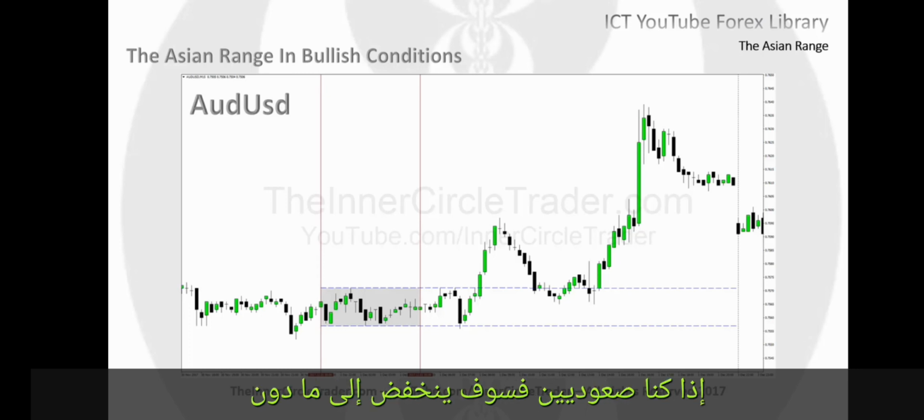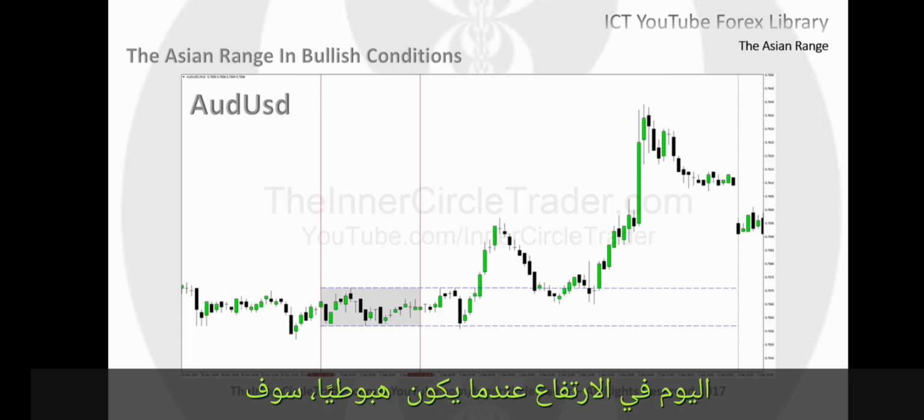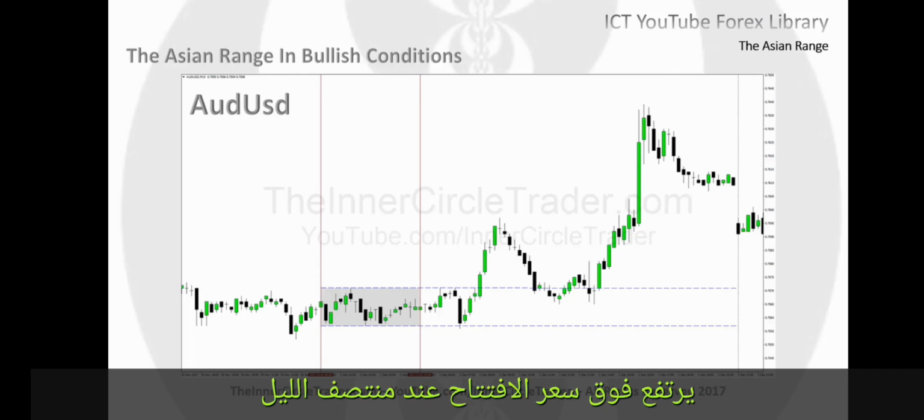So if we're bullish, it's going to go below that opening price to seek liquidity, and then go higher and spend the rest of the day going higher. When it's bearish, it'll go above the opening price at midnight to reach for liquidity, and then move lower for several hours going into London close or New York open.